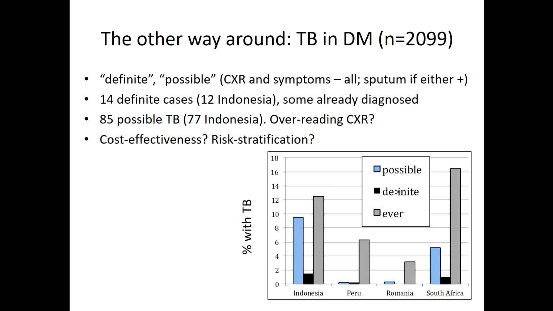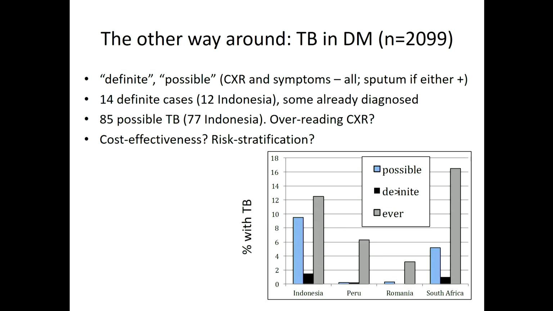The other way around, we screened over 2,000 diabetes patients for TB, and all patients got chest x-ray and a symptom screen, and for those who had either positive, they got sputum examination, and we identified 14 cases of definite TB, most in Indonesia, and some actually had already been diagnosed. Quite a number of patients had possible TB, so they had chest x-ray lesions or symptoms suggestive of TB without bacteriological confirmation. Possibly there's some overreading of x-rays, possibly it's because elderly individuals may have some scars on their x-rays, etc. So, highlighting some of the challenges of doing this.